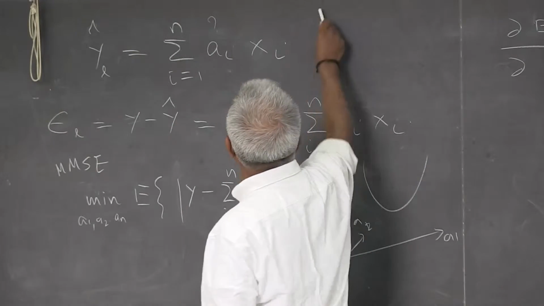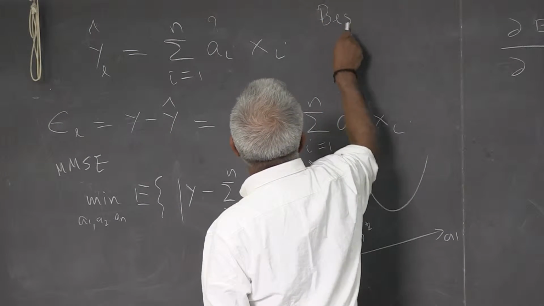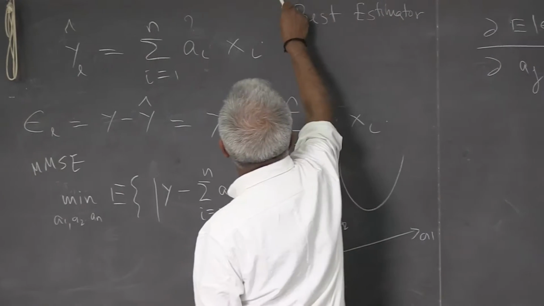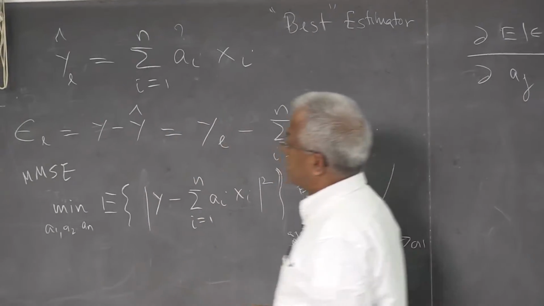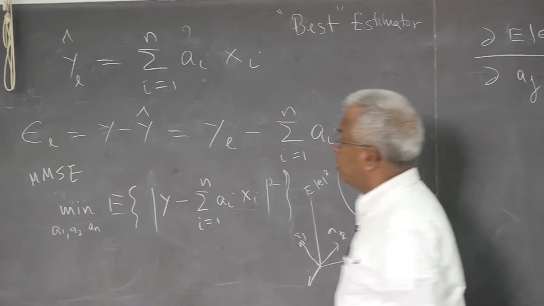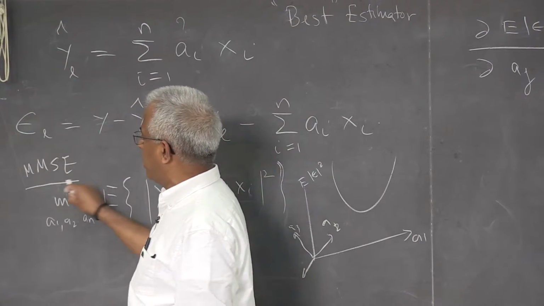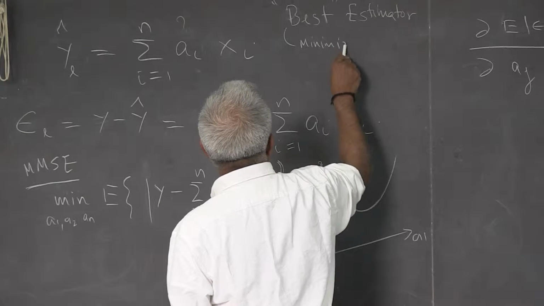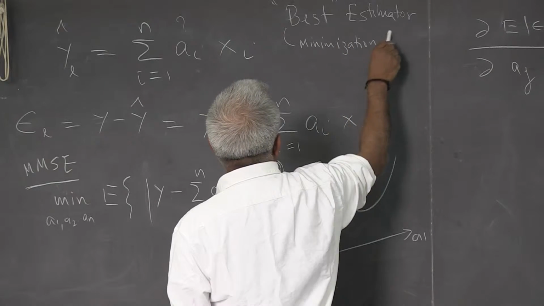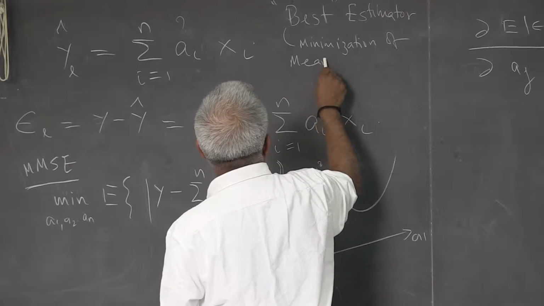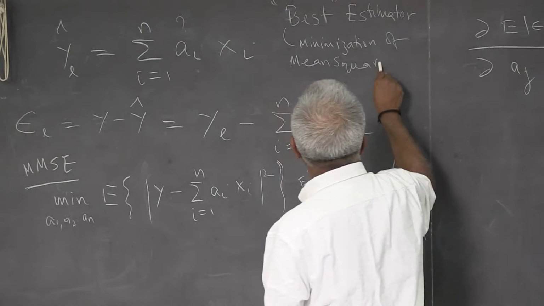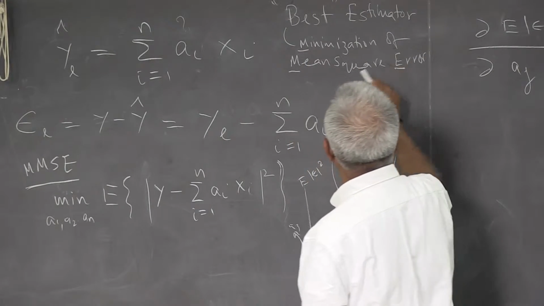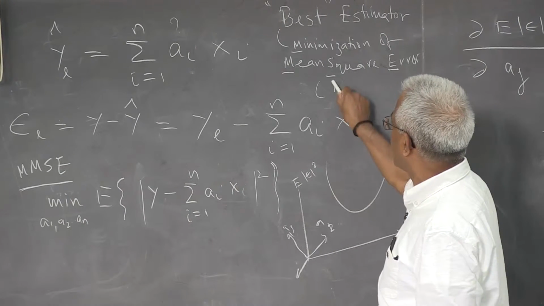We want the best estimator. So the question is, what do we mean by best? As we discussed earlier, the best could be in terms of minimizing the mean squared error. This is a criterion used universally, MMSE, minimization of the mean squared error.